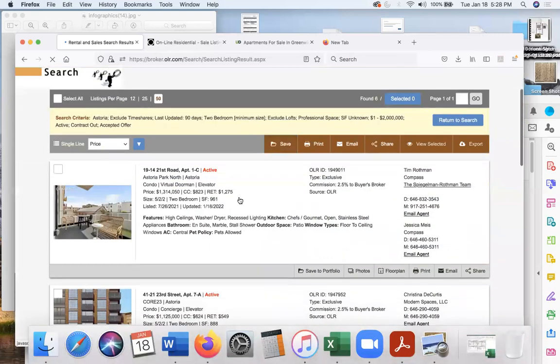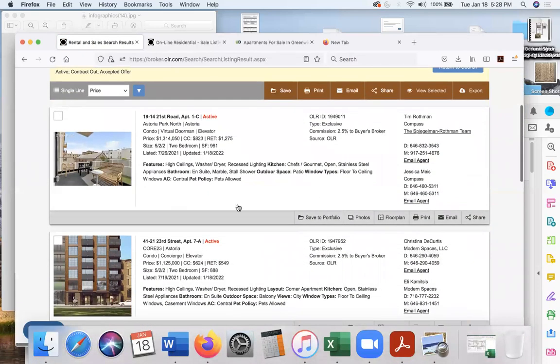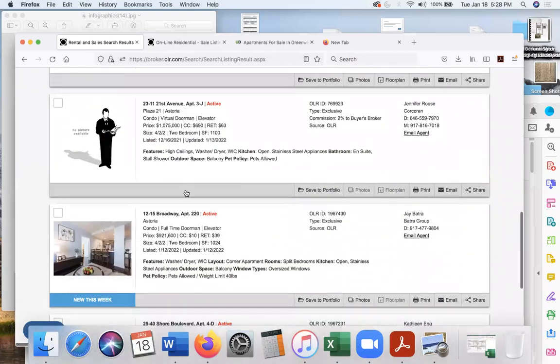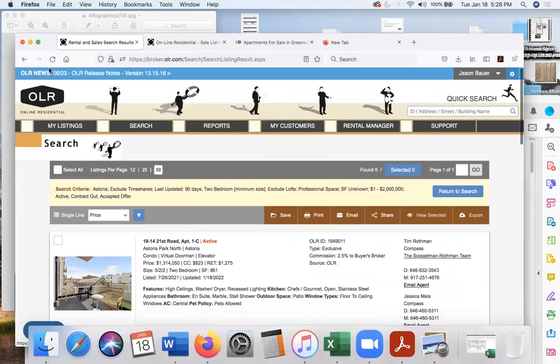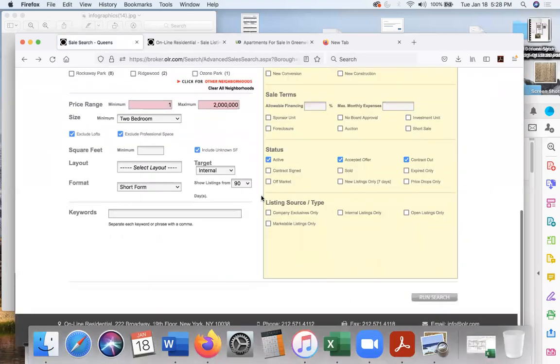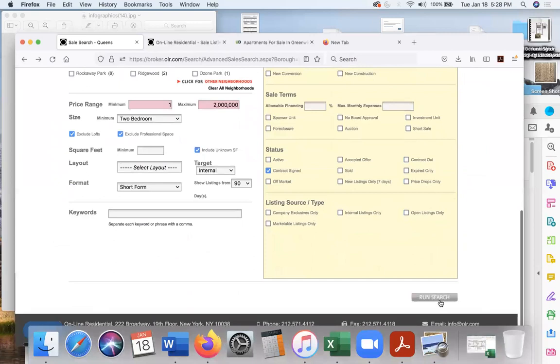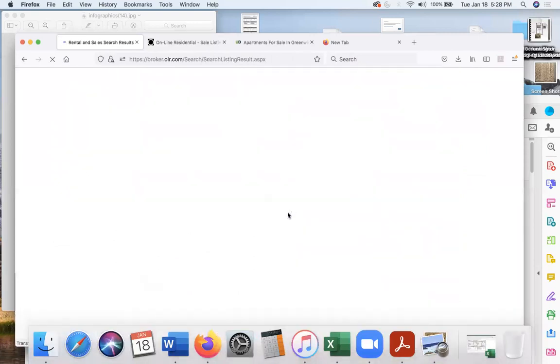Okay, so there's 6 2-bedrooms on the market, right? And again, it's got all the information on it, the pricing, all this information. So again, we can change this search. If I go back to the search, I can also look for, let's say we just want to see things that are in contract, right? I can change the status here to contract signed, and we can see things that have gone into contract over the last 3 months, right?